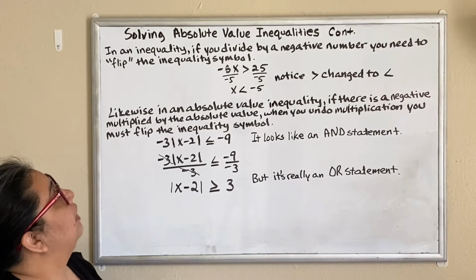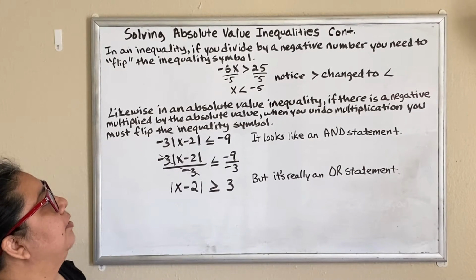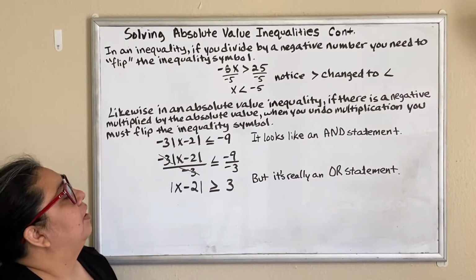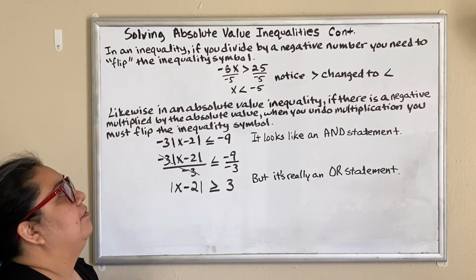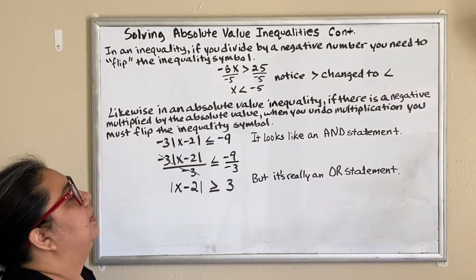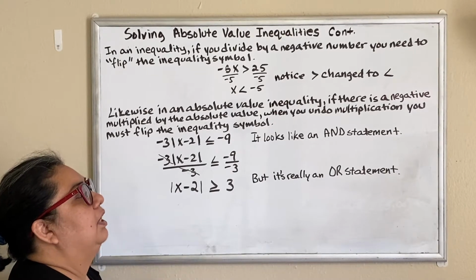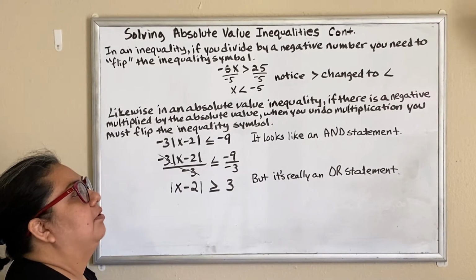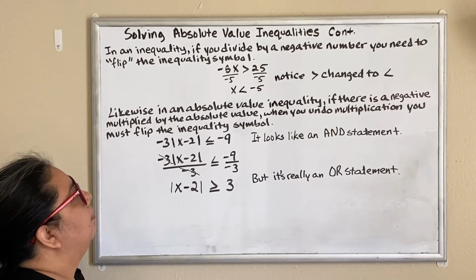We're going to continue our lesson on solving absolute value inequalities. Yesterday we talked about the basics, how we need to determine whether we have an "and" statement or an "or" statement. And sometimes we won't know whether we have an "and" or "or" statement until after we finish simplifying a little bit, because your inequality symbol might flip.